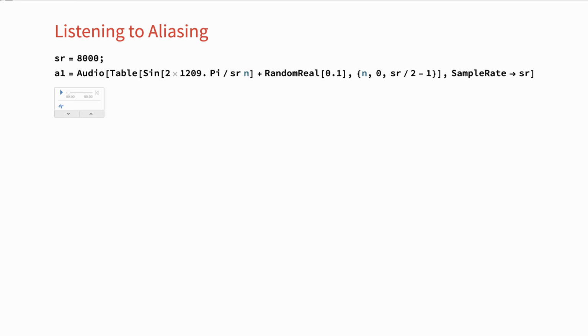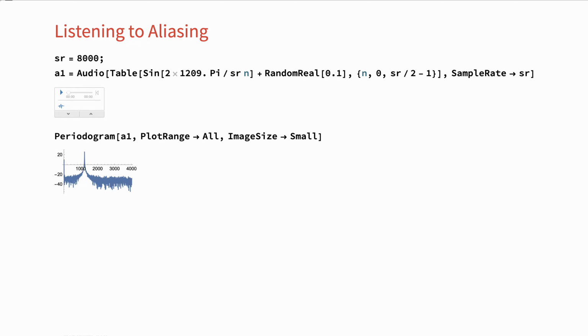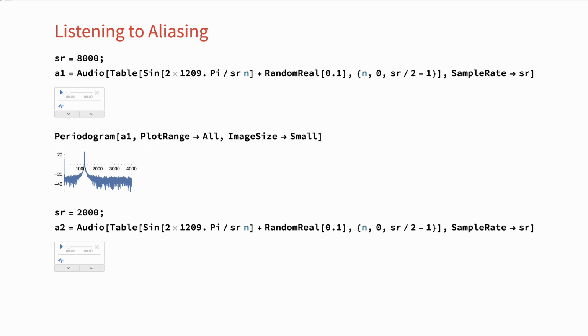Let's hear aliasing in an audio of a sampled sinusoidal signal. Let's play 1 second of the audio of a sinusoidal signal with the frequency shown here, sampled at a sampling rate of 8,000 samples per second. We can also look at the power spectrum of the audio signal. Now we sample the same sinusoidal signal at a new sampling rate of 2,000 samples per second and listen to the audio again and note the difference.